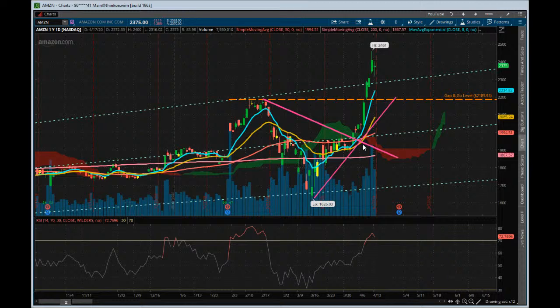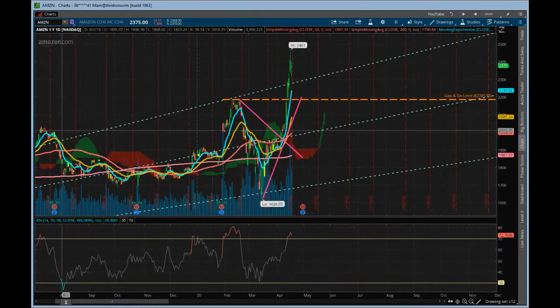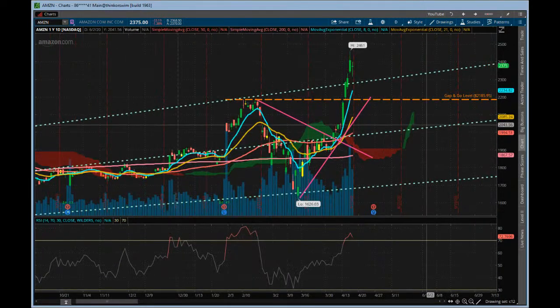And you can see here, I've already drawn in the gap and go level, this 2185.95. What was that gap and go level? That gap and go level was the prior all-time high, right? So that's an important number.